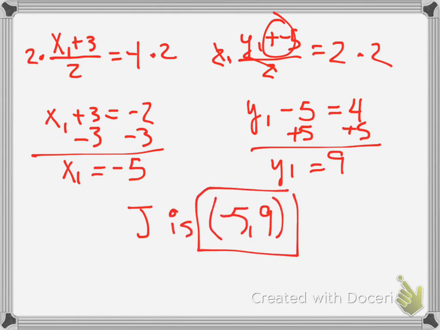So that midpoint existed if the point was negative 5, 9, and at 3, comma negative 5. Okay. And again, if y'all ever have any questions on these, make sure to ask.